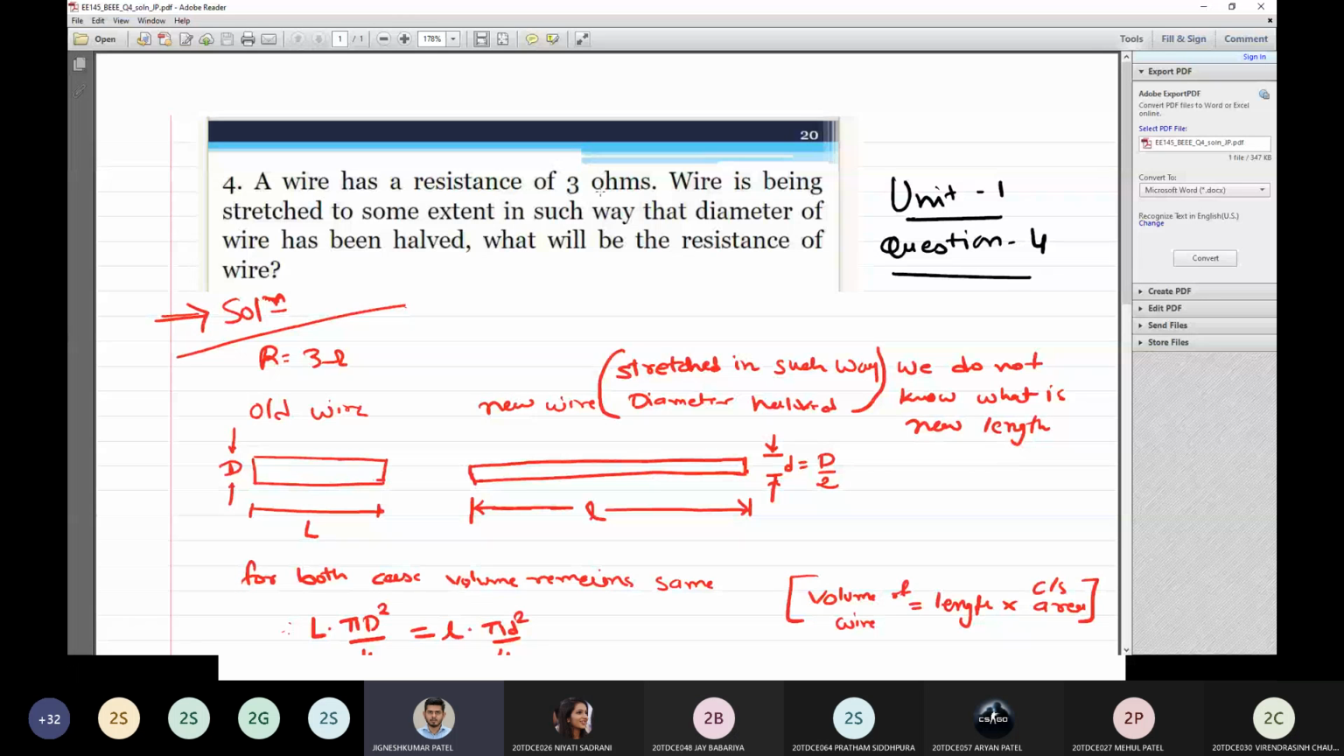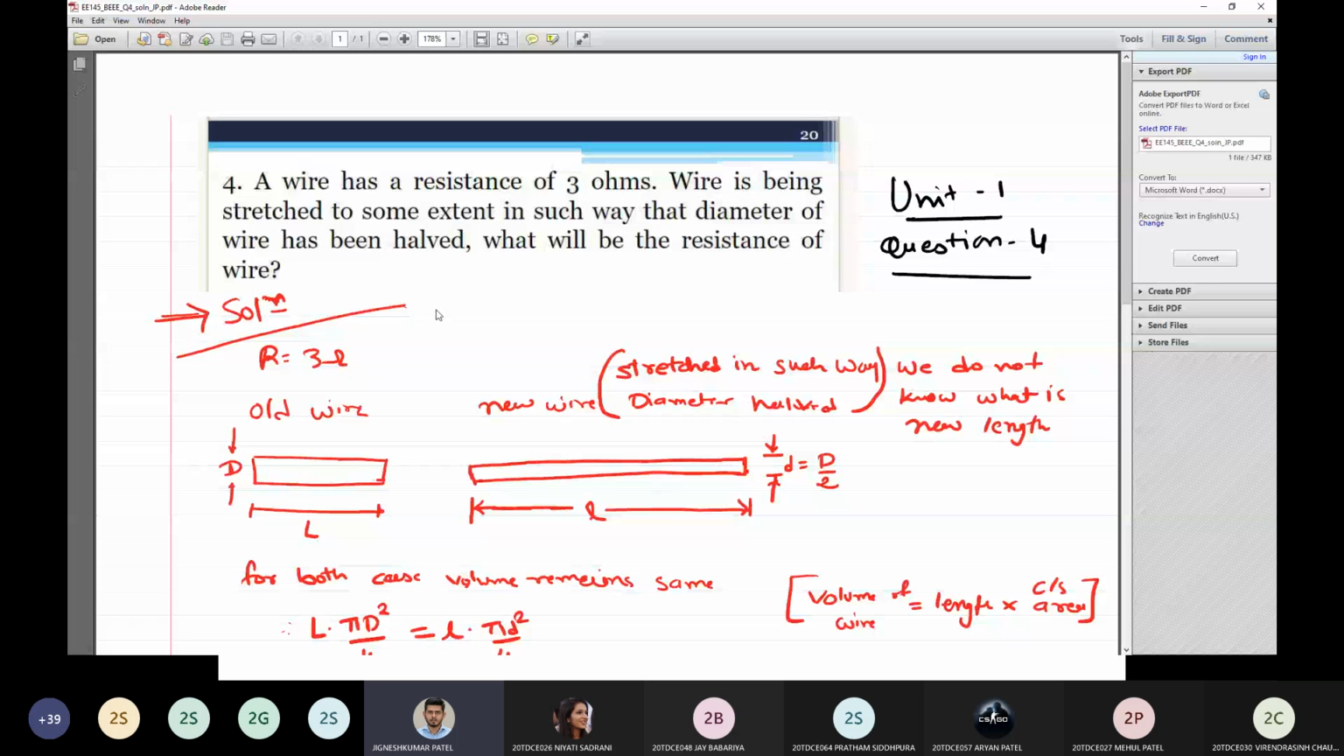A wire has a resistance of 3 ohm. The wire is being stretched to some extent in such a way that the diameter of the wire has been halved. Now the question is, what will be the resistance of the wire after being stretched in such a way that the diameter is half? Okay, so here this is the actual scenario. This is the old wire and this is the new wire, you can say.